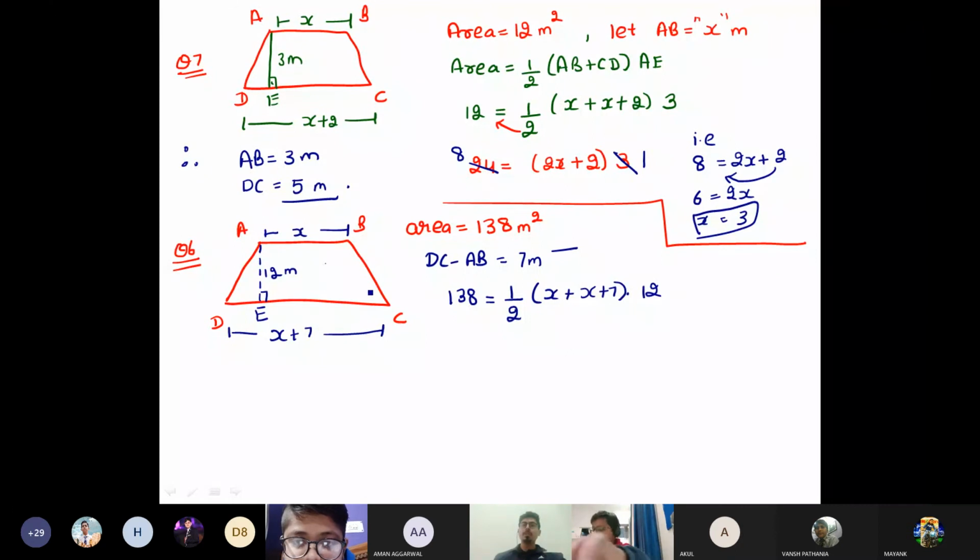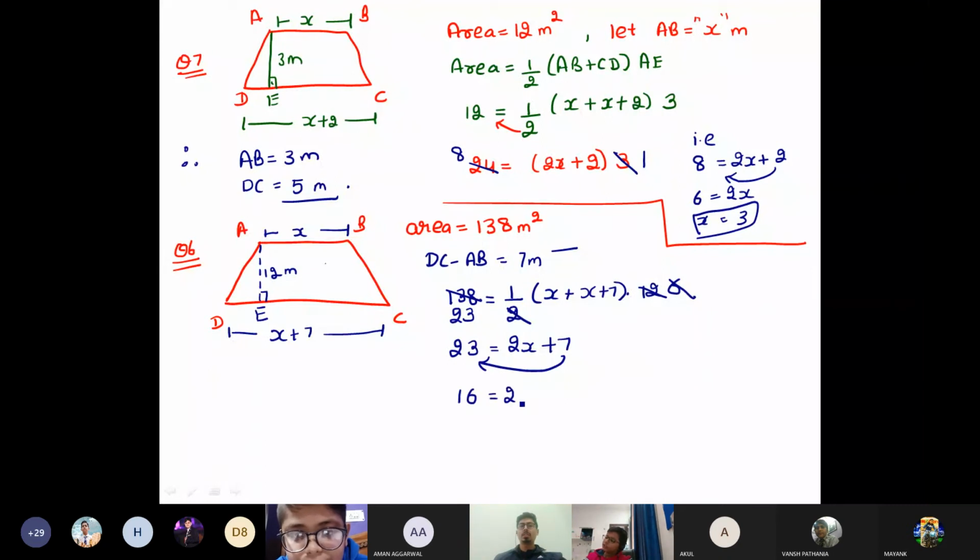Now, 2 ones are 2, 2 sixes are 12. See, 6 ones are 6, 6 twos are 12, 6 threes are 18. So this will be 23, and 2x plus 7 equals 23. Now this will be subtracted. So it will be how much? 16. 2x is 16, so x will be 8.